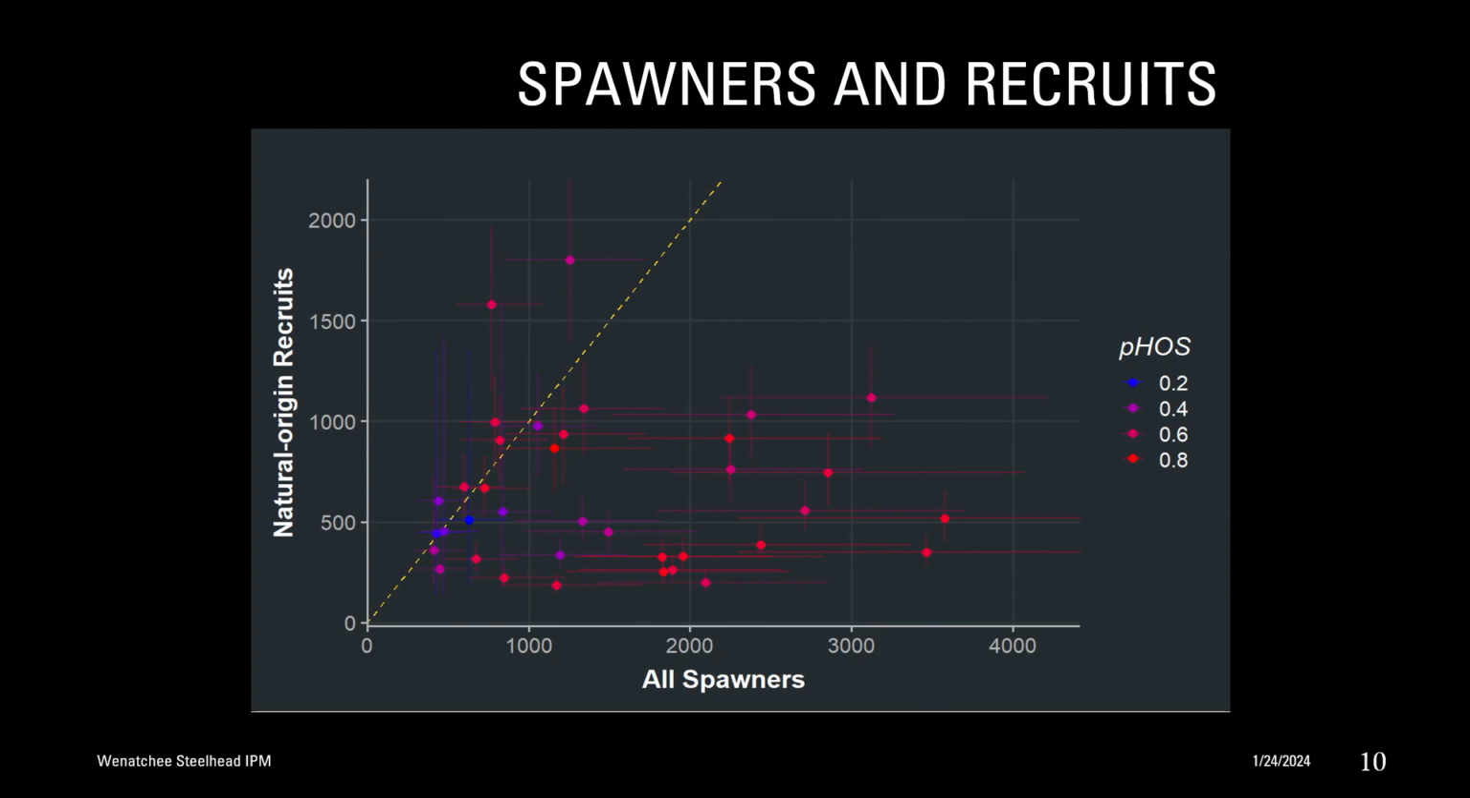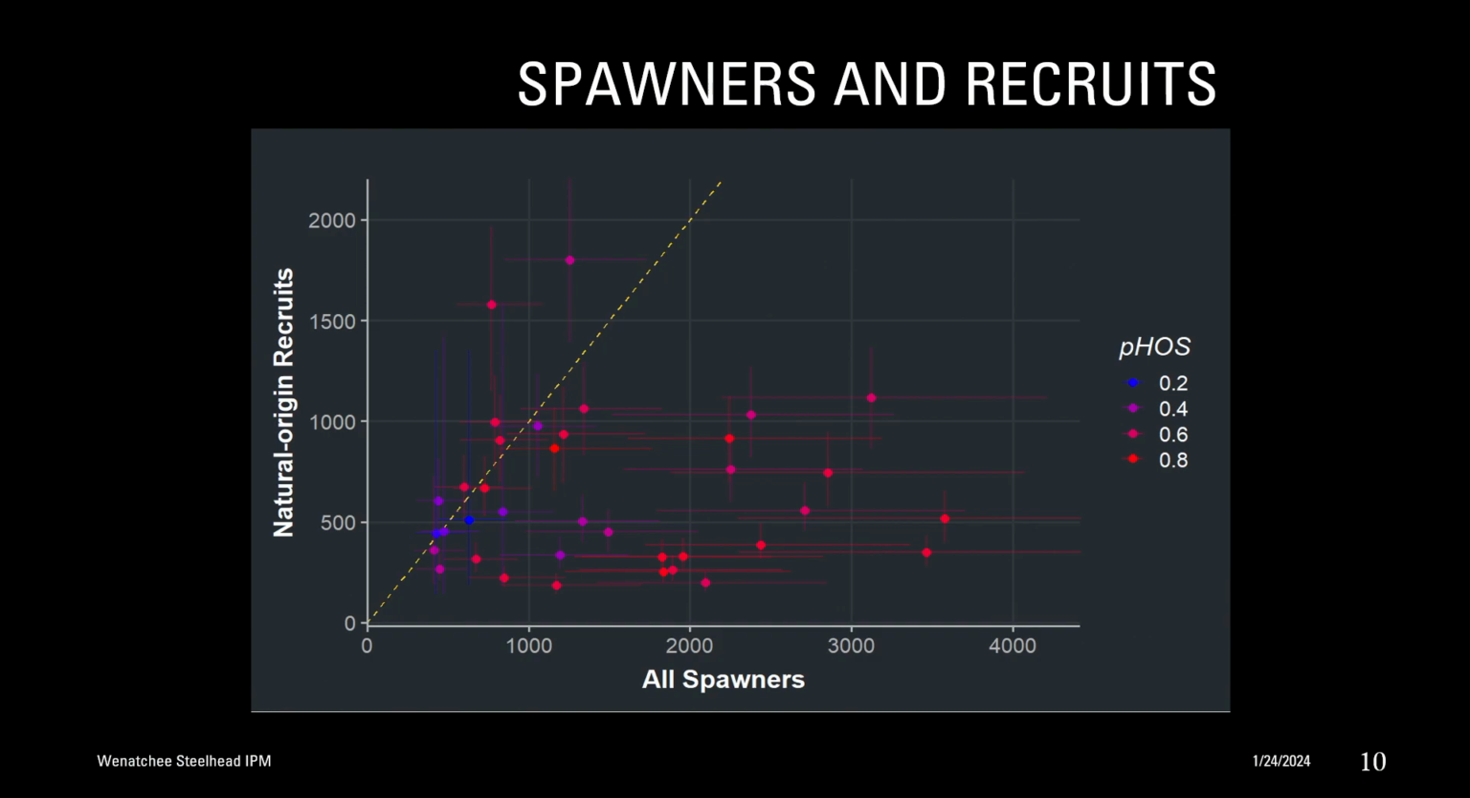I've color-coded these by PHOS, which is an acronym for the percent of hatchery origin spawners. The red dots are years when most spawners were born in a hatchery, whereas the blue dots had mostly natural origin spawners. We have lots of red dot years with relatively high numbers of hatchery origin spawners, but very few recruits. Blue dot and purple years with more natural origin spawners tend to fall closer to the replacement line.